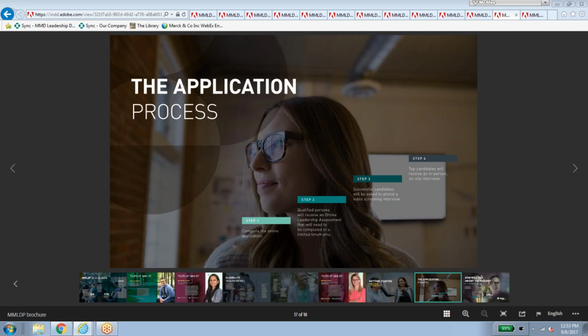This leadership assessment will come from a Merck email address, and you'll have exactly 72 hours to complete it once you receive the assessment. So it's important that once you apply, you monitor your inbox, and that when you do get the link with the invitation to take the assessment, that you do it right away. Because once that link expires, you will not be able to take the assessment, and you will be rejected from the application process. So please take that test in a timely manner.